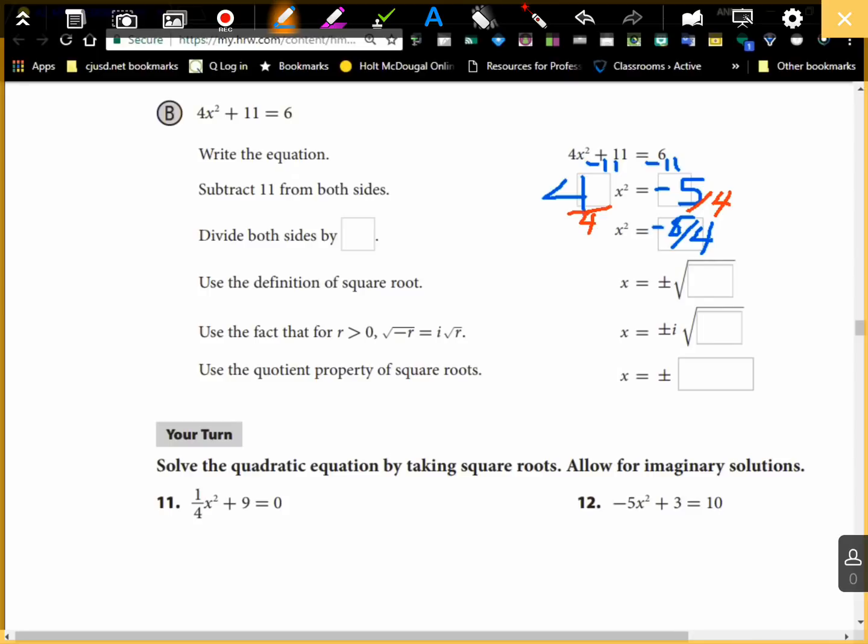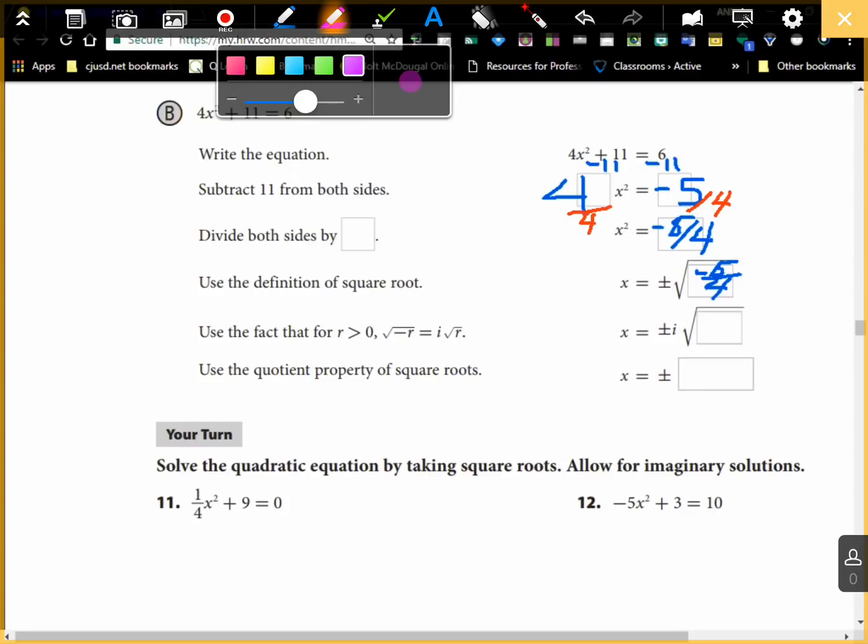All right. So now to get rid of the square, I take the square root. Notice I do need to have that plus or minus. So I get the square root of negative 5/4. But that's a negative under the square root. So a negative under the square root, that's negative 1 times 5/4. So when I have that negative 1 under the square root, that's imaginary. Anytime you have a negative under your square root, that's an imaginary unit.